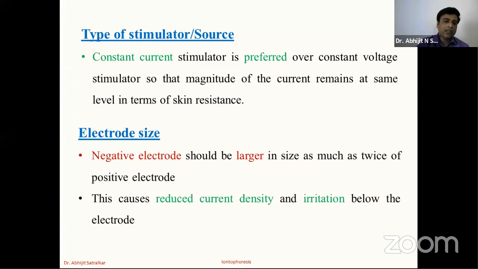Now, electrode size. Negative electrode should be larger in size, as much as twice of a positive electrode. Now, why negative electrode? Because it is seen that the alkaline reactions, which we are going to see in further slides, are more common under the negative electrode. So the negative electrode should be larger in size. This causes reduced current density and irritation below the electrode.